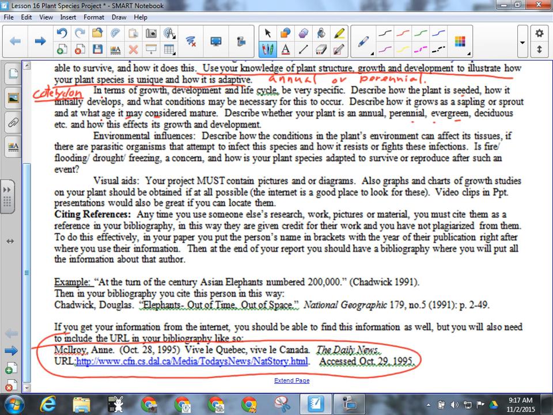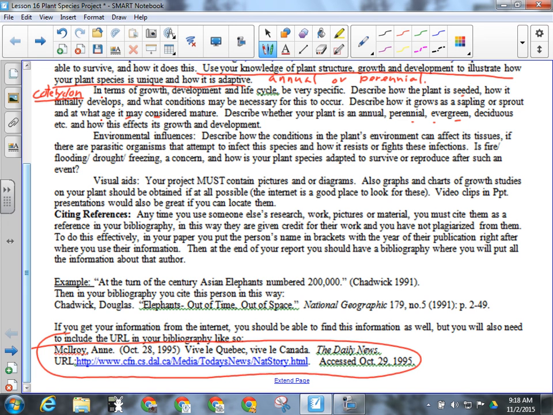Name of the author or photographer. Date it was posted, sorry. Obviously not 95, it's November 2nd, 2015. Vive le Quebec, vive le Canada. It's the same one I used on the Toxin Project, guys. The Daily News is the name of the website. So this is the name of the article, name of the website, and then we've got the URL and the day we accessed it.